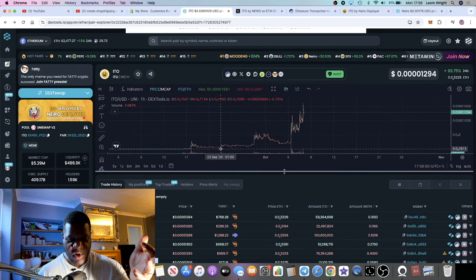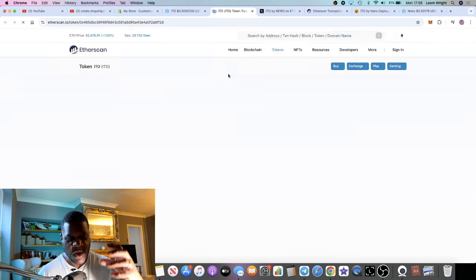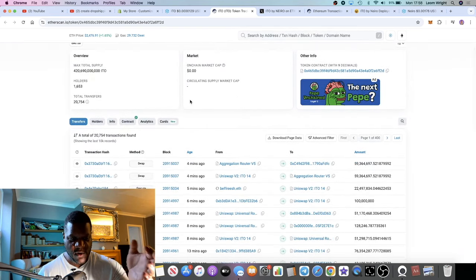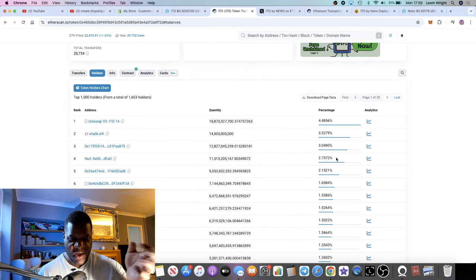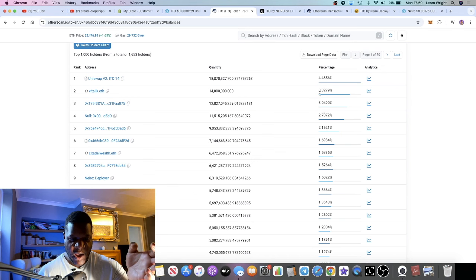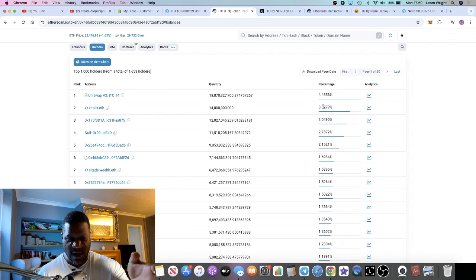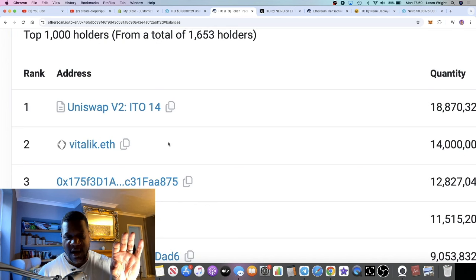The distribution looks pretty good on chain as well, if I must say. Okay, if we go over to the blockchain, let's see what the bag holders are looking like on this particular token. It's 1,653 holders, and if you go over here, there are a few whales in this token already. However, when you look at the blockchain, you realize that outside of Uniswap, Vitalik is still the top holder of Ito. Okay, guys, why did he only sell half of his Ito tokens?